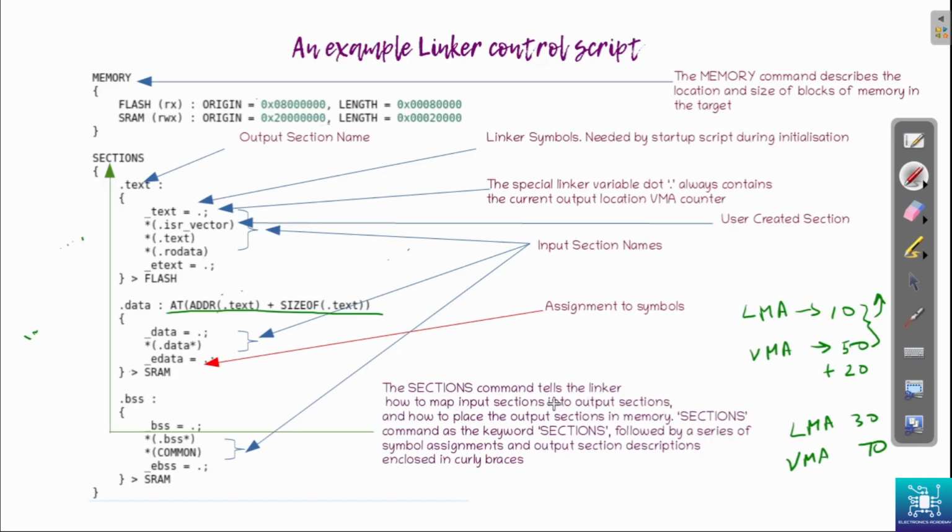That's the definition of sections. The SECTIONS command tells the linker how to map input sections to output sections, and how to place the output sections in memory. So this is the output section, and these are input sections, as we talked about. The SECTIONS command is the keyword SECTIONS, followed by a series of symbol assignments and output section descriptions enclosed in curly braces. So this is the linker script. It actually looks simple, but the VMA and LMA are pretty subtle, so you can go wrong in certain places. You have to be aware of that.